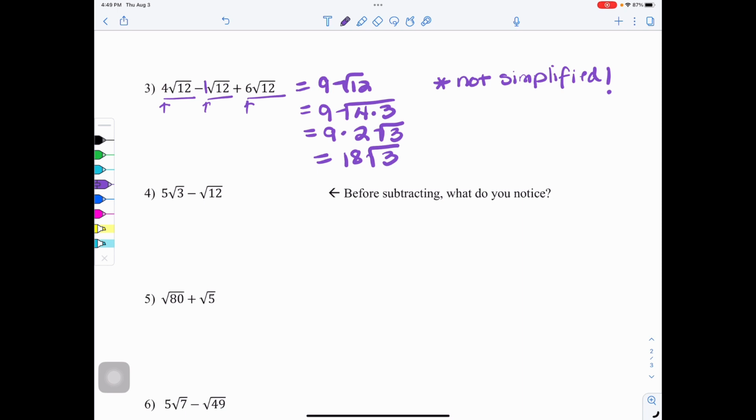Now in number 4, it's a subtraction problem. Before subtracting, what do you notice? So take a look at that problem. What do we notice? Hopefully for the first time you see, we have unlike radicals.